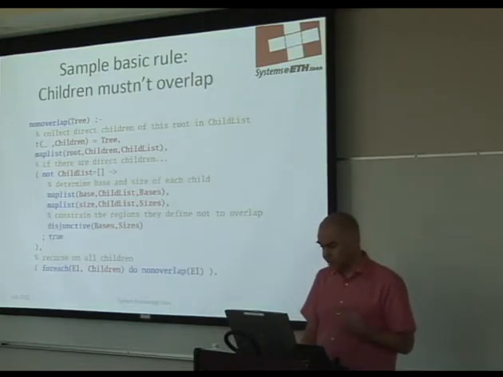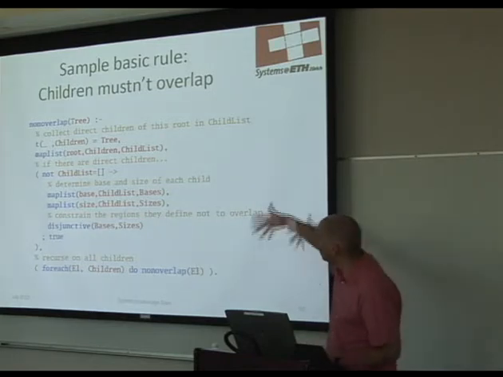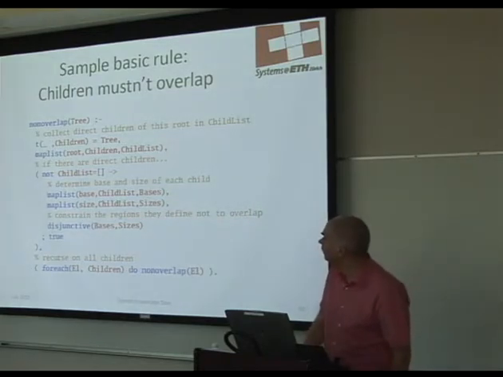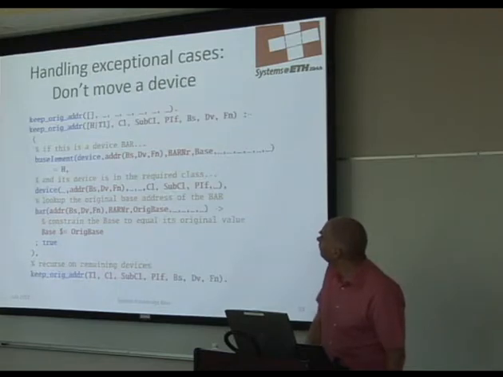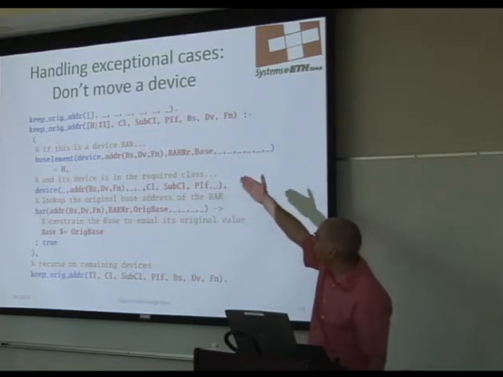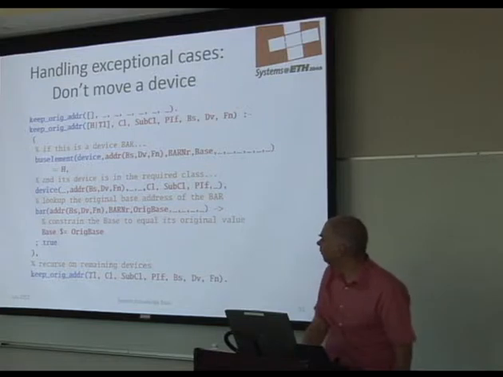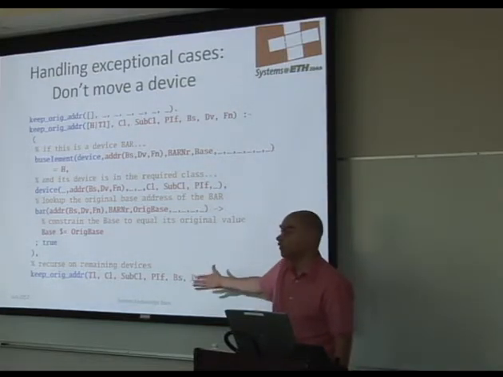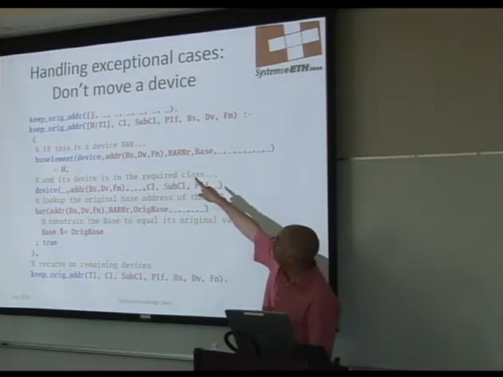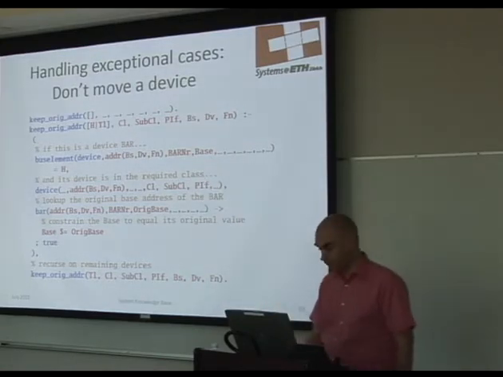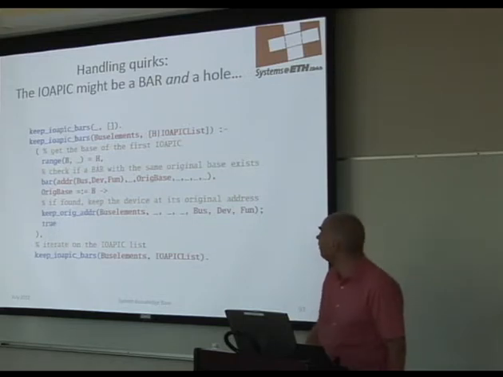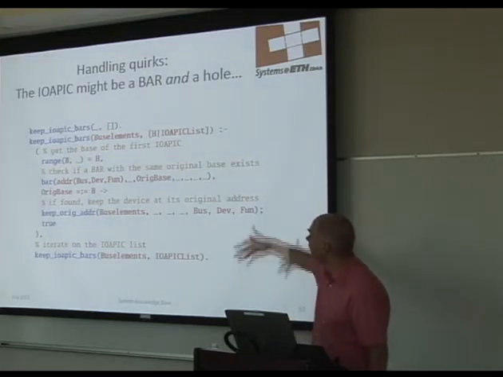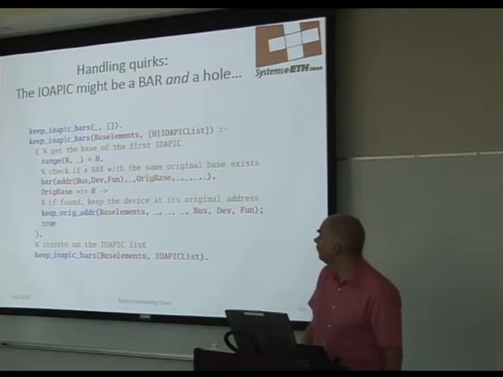And here are some examples. Here's a basic rule: children can't overlap. It's relatively easy to express as constraints. We can say, don't move the device. You specify the device's keep-original-address, and then this code here makes sure that you can't move it. So if you have a device that can't be moved, you simply declare it as an instance of this particular predicate up here, and you're fine. This is the IO APIC as a BAR, and it's a hole. So it is the rule that does this.